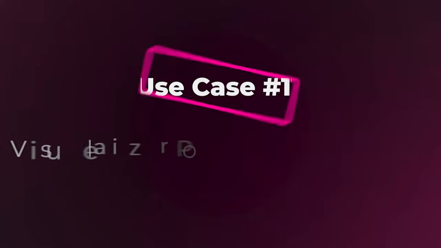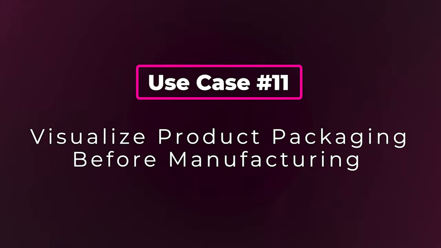First, let's get to use case number 11, which is in the physical product realm. It's all about visualizing product packaging before manufacturing. As someone who handles physical products, it takes a lot of time to go through sampling and iterations, and it's expensive. At the end of the day, it's hard to imagine what the final product will actually look like in practice.